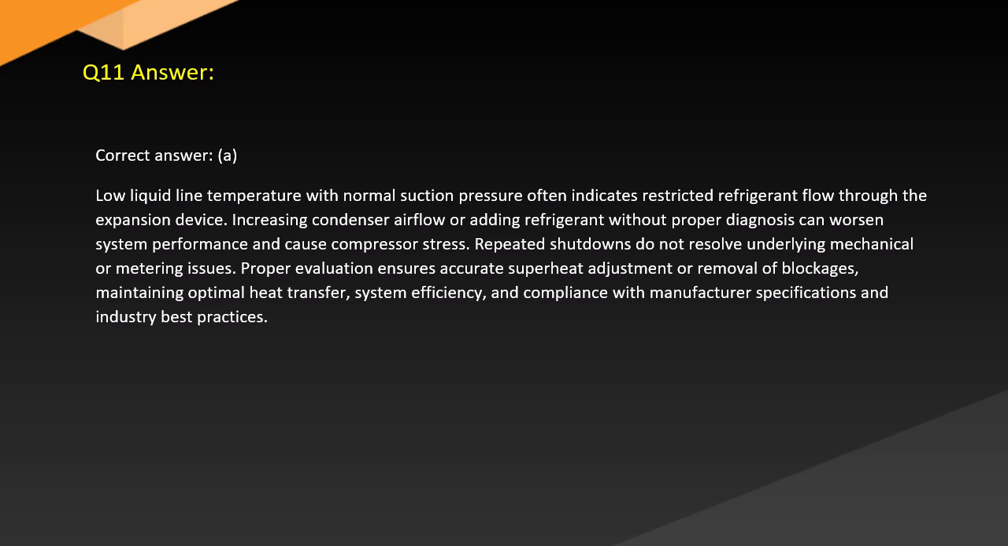Answer. Correct answer: A. Low liquid line temperature with normal suction pressure often indicates restricted refrigerant flow through the expansion device. Increasing condenser airflow or adding refrigerant without proper diagnosis can worsen system performance and cause compressor stress. Repeated shutdowns do not resolve underlying mechanical or metering issues. Proper evaluation ensures accurate superheat adjustment or removal of blockages, maintaining heat transfer and system efficiency, and compliance with manufacturer specifications and industry best practices.